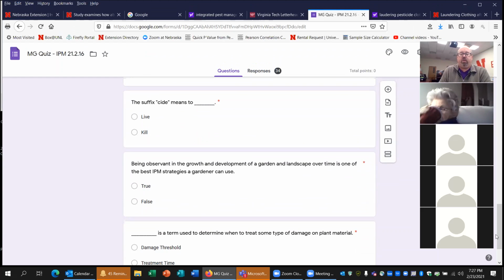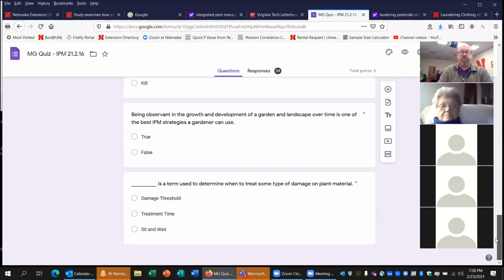So being observant in the growth and development of a garden and landscape over time is one of the best IPM strategies a gardener can use. It's true. Watching, scouting, paying attention before things get out of control. That helps you decide, okay, maybe next year I pull this up and move it somewhere else. What am I going to do following up to avoid that problem in the future? Maybe I just pull out this problem and get rid of it, or maybe I'm going to plant something different in this spot next year. Or maybe I'm going to get a soil test and drop my soil pH down. Those are all strategies.